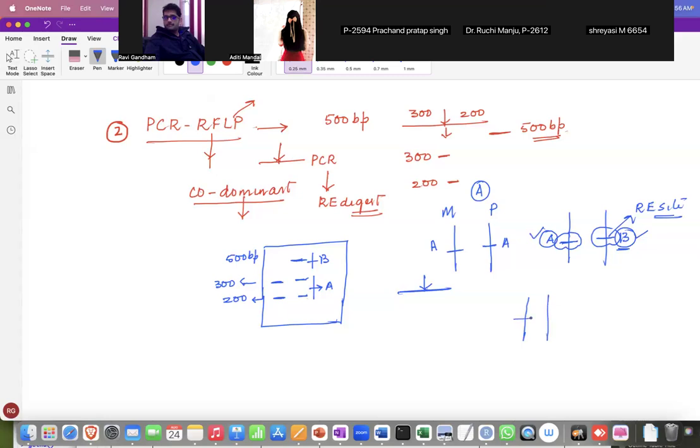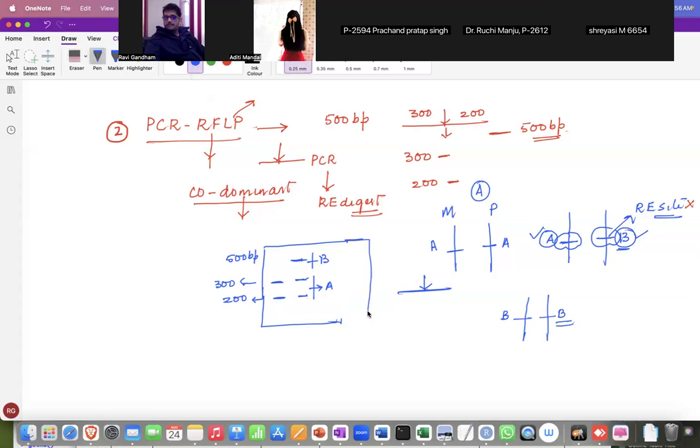And similarly, you have an individual B, let us say, having B and B. In B and B, what we have taken, the restriction site is absent in B. That's what we have taken, right? If it is absent in B, what will you have? If you are talking about a third individual, we'll just extend this gel here.